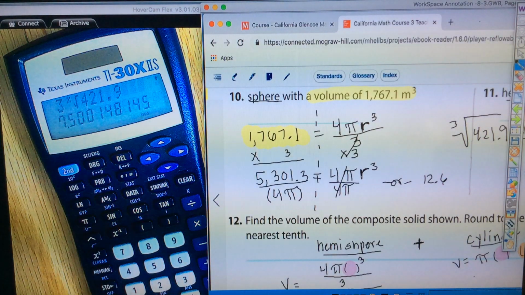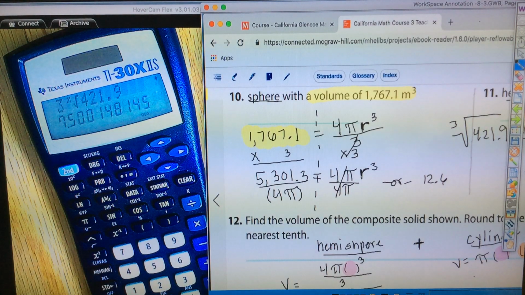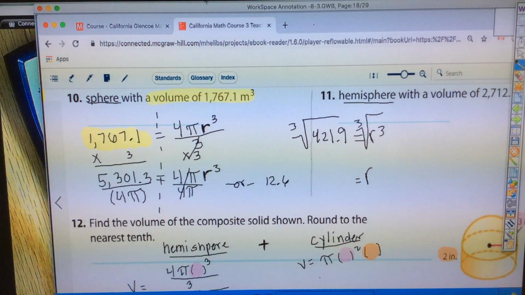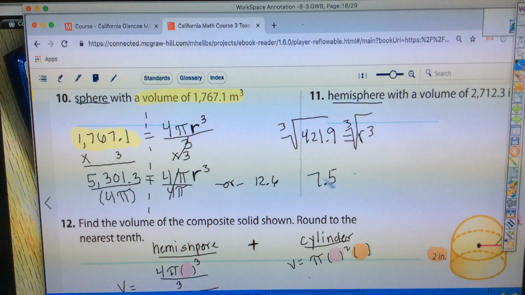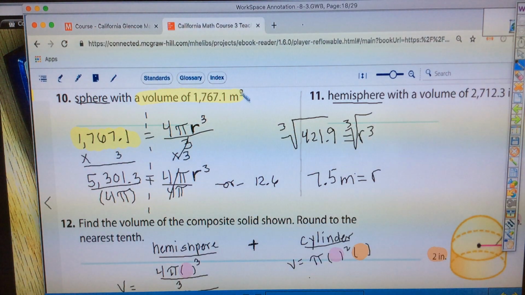And I'm landing on about 7.5. Let's call that 7.5. So that is telling me that the radius is about 7.5. By the way, 7.5 meters, not meters cubed, because remember, radius is just one dimension.